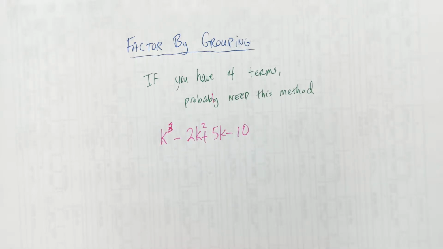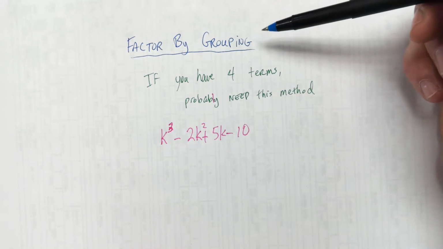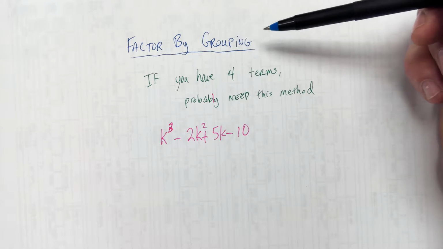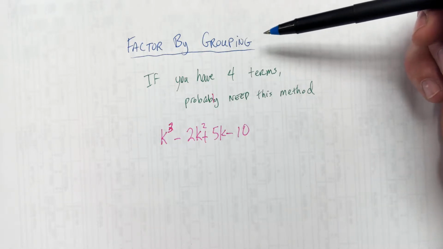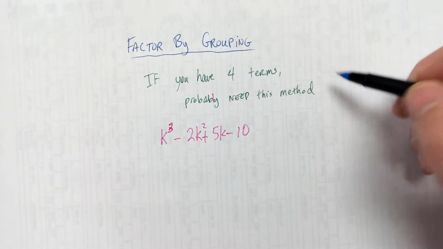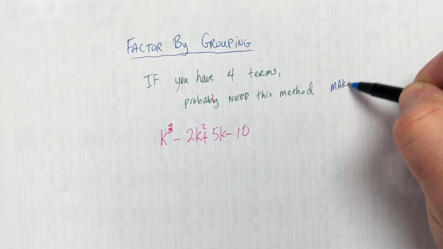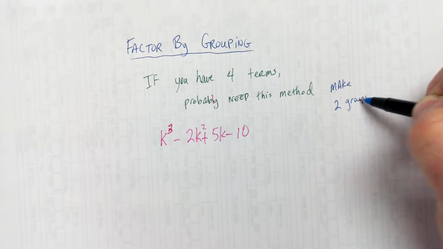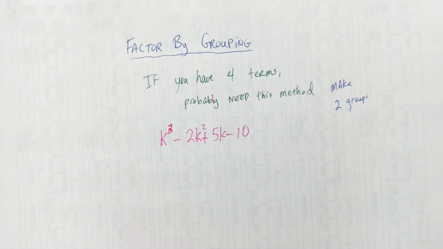I'm trying to think of how I can get you guys to remember this. What groups things in math? Parentheses. You're going to add parentheses. You're going to make groups. You're going to make 2 groups. And you're going to factor each one. That's what you're going to do.